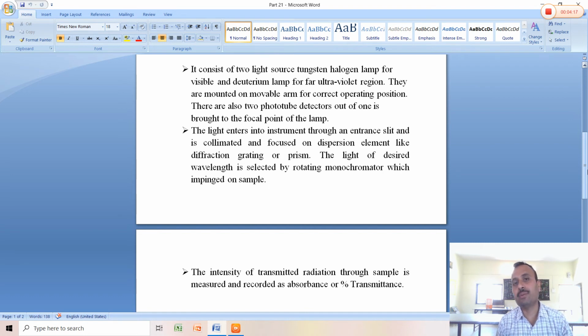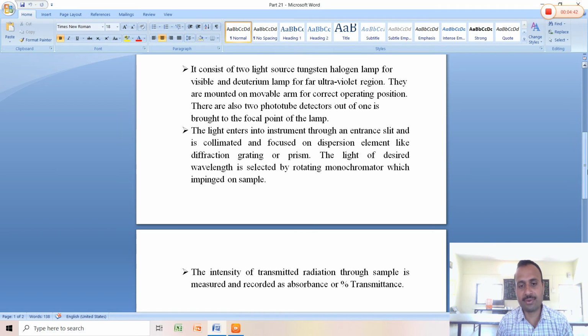Now we get the appropriate or desired wavelength through the monochromator. So why is the monochromator used? To obtain the selected beam of radiation, the selected wavelength of radiation. The monochromator is used, and the light transmitted from the monochromator is now passed towards the sample.